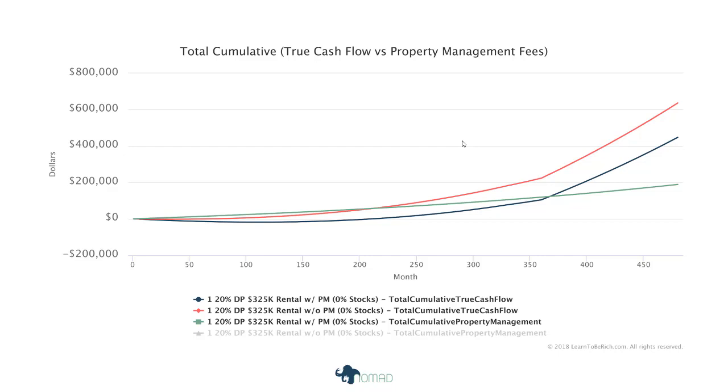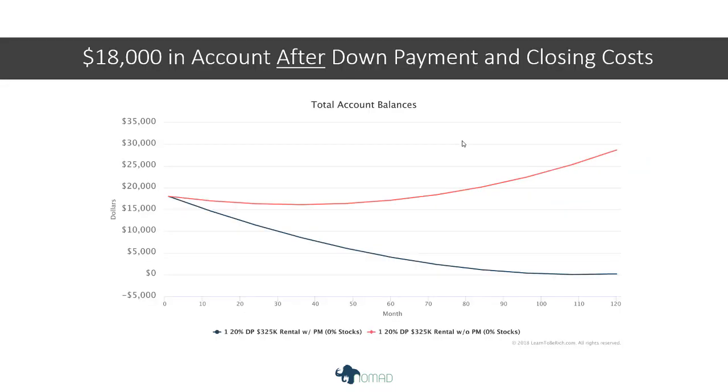So almost 30 years in before you've actually collected more cash flow than you paid to the property manager on your rental property. That's pretty crazy. And if you don't decide to actually pay a property manager, you exceed the amount of money they would have made in month 210, or 17 years. Okay? All right. So remember, we started with $83,000 in our bank account.